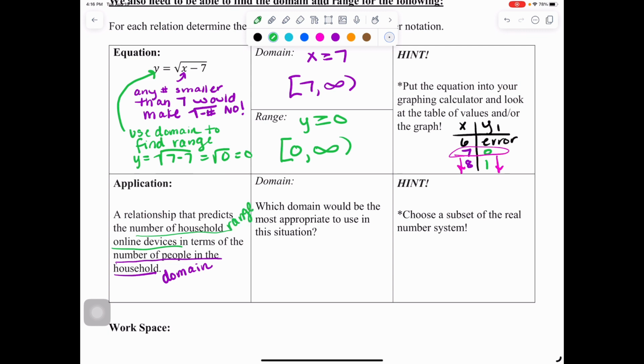So here, there's a question about the domain specifically. It says, which domain would be the most appropriate to use in this situation? So our major hint for this is you are going to pick these types of answers from your real number system. So you're going to choose a subset of the real number system in order to answer this question. So thinking about it in terms of real life, we're talking about people. So if we're thinking about the type of numbers we're allowed to use, that could be 0 and up, but we don't want any decimals or fractions because you're not going to have a fractional person. So over here, I'm going to put no partial people.